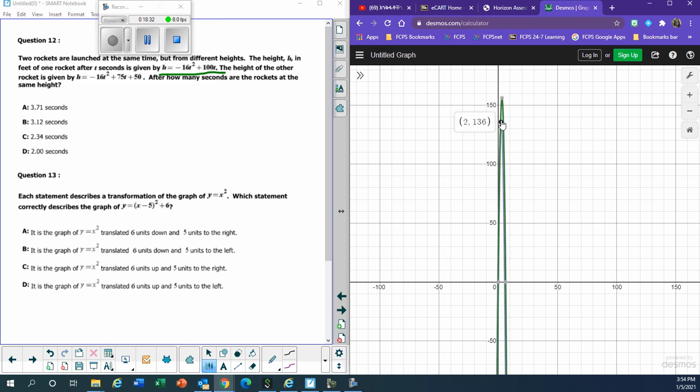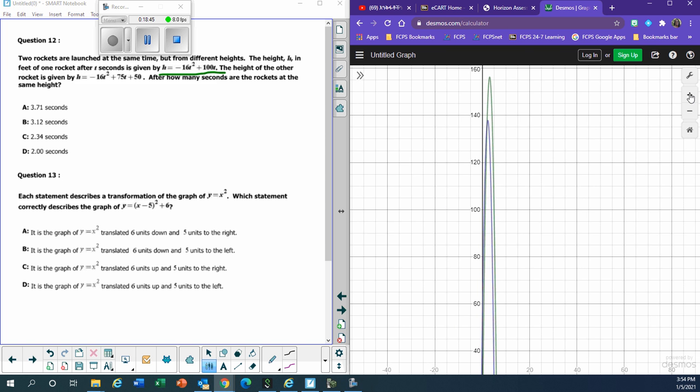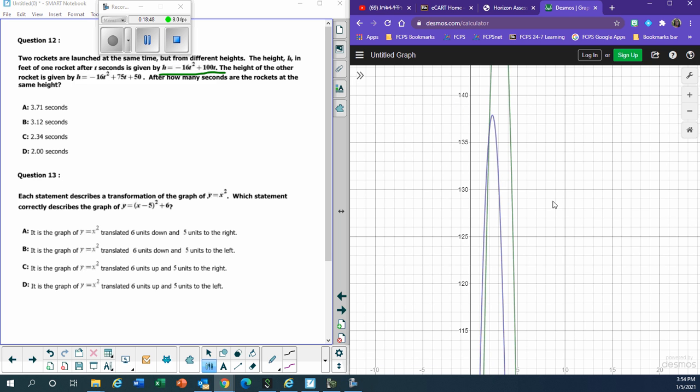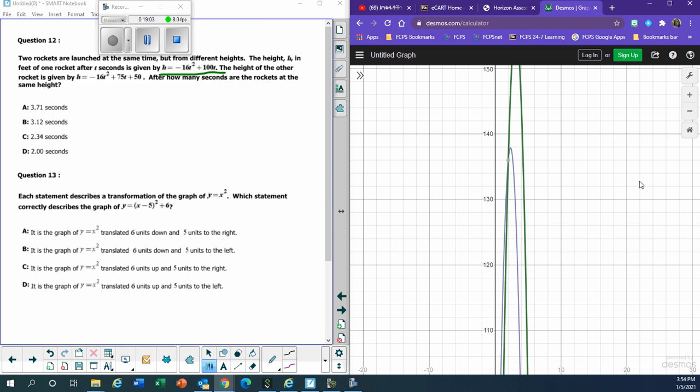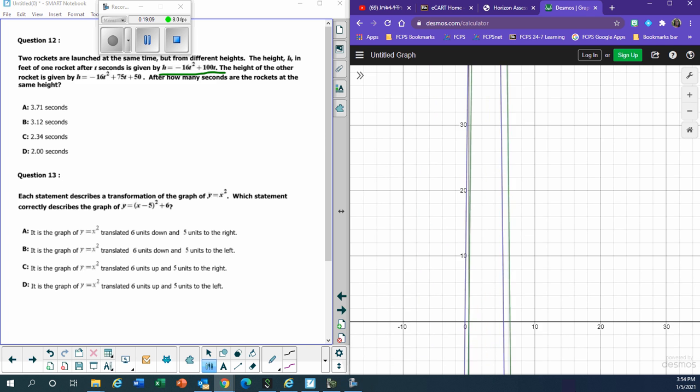So where do the two intersect? What is the x coordinate where the two intersect? If I open it a little bit, I don't know if you can see it. This is where they intersect, which is 2. So x is going to be 2 seconds. So you have to pick the 2 one, because they don't intersect any other place. They go parallel until they get to that point.